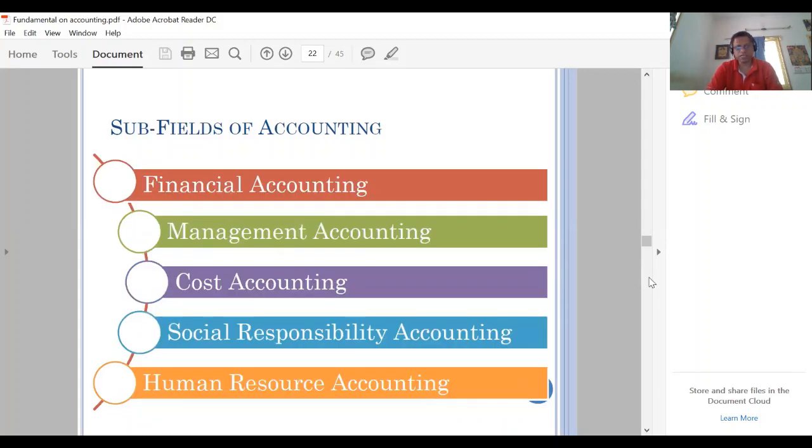We will also have subfields of accounting that we call financial accounting, management accounting, cost accounting, and social responsibility accounting. Social responsibility accounting is nothing but accounting which can be reported to the government, like the Registrar of Companies. Then we have human resource accounting.